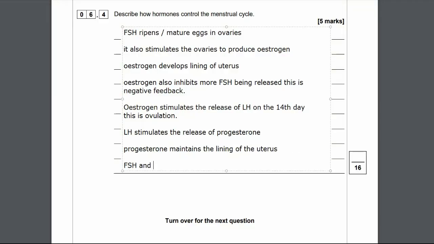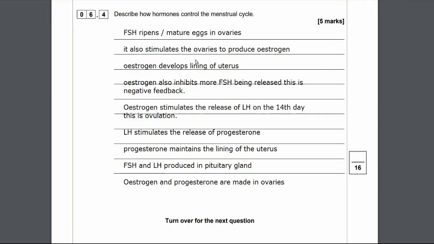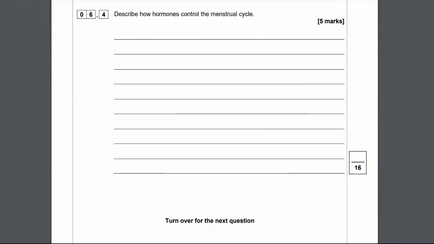So, if you are pregnant, FSH and LH will not be produced. And that means you won't ripen any more eggs or release any more eggs, which would be a waste if you are pregnant. Because if you're pregnant, your progesterone and estrogen levels remain high, and they inhibit the FSH and LH. And that's really how the menstrual cycle is controlled. And you would easily get your 5 marks there.